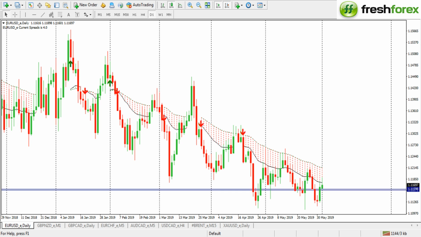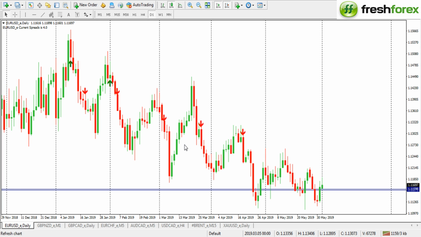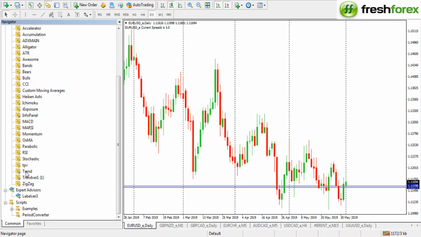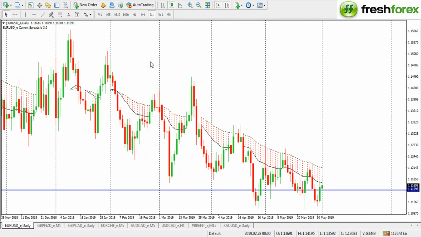So we'll start off with our main pair, Euro USD. I already have it attached on my screen. So on this chart here, this is Euro USD.